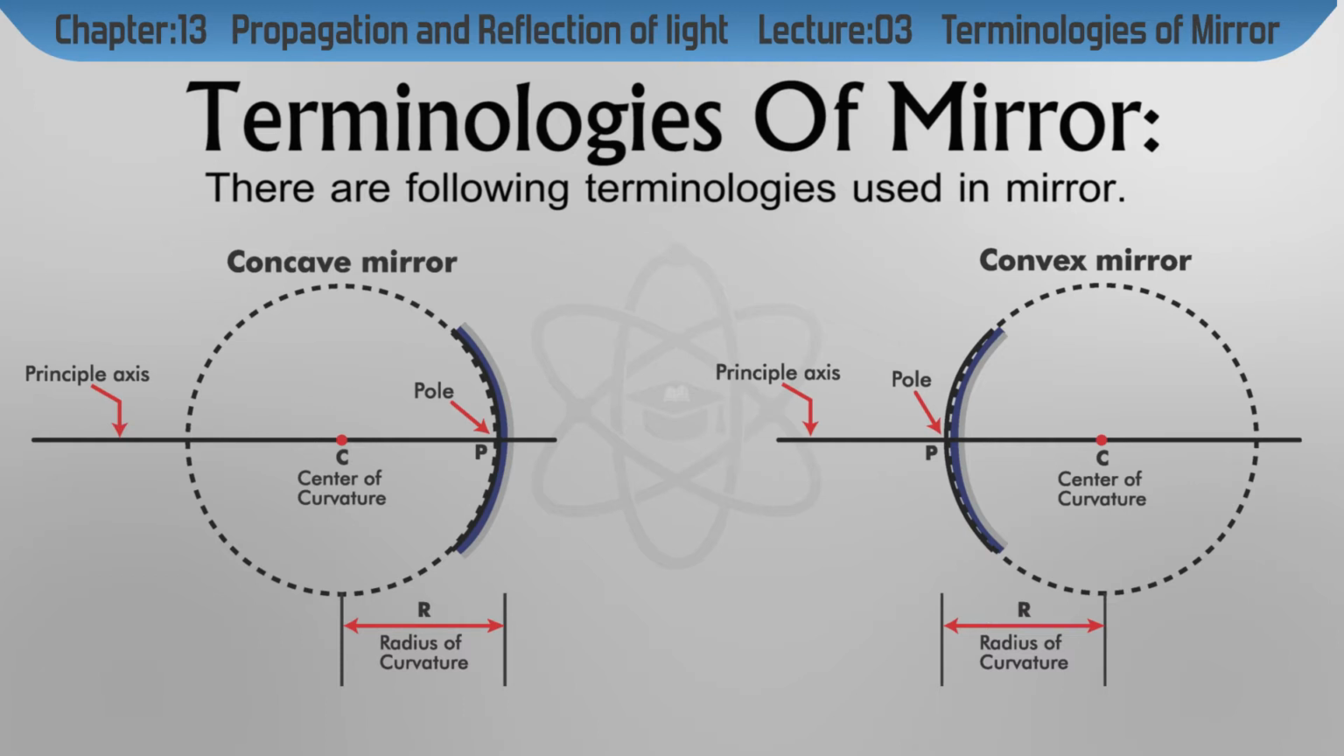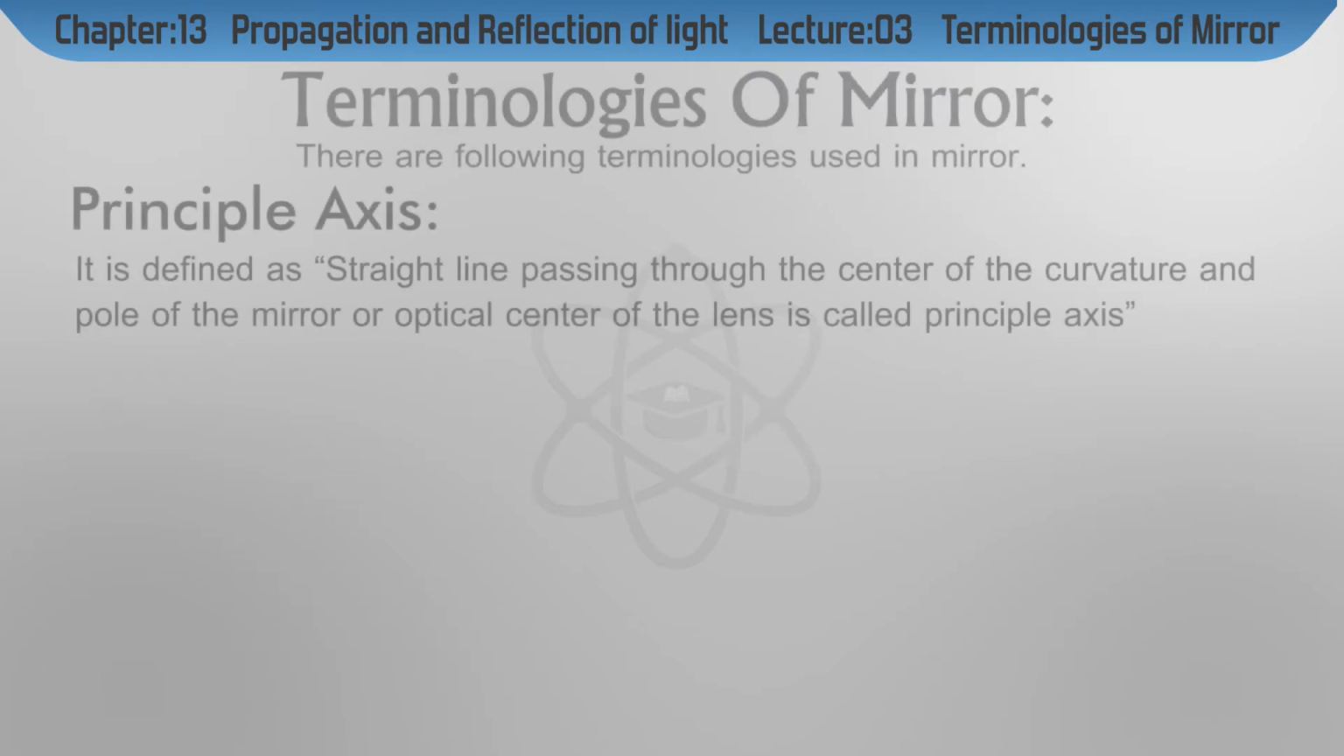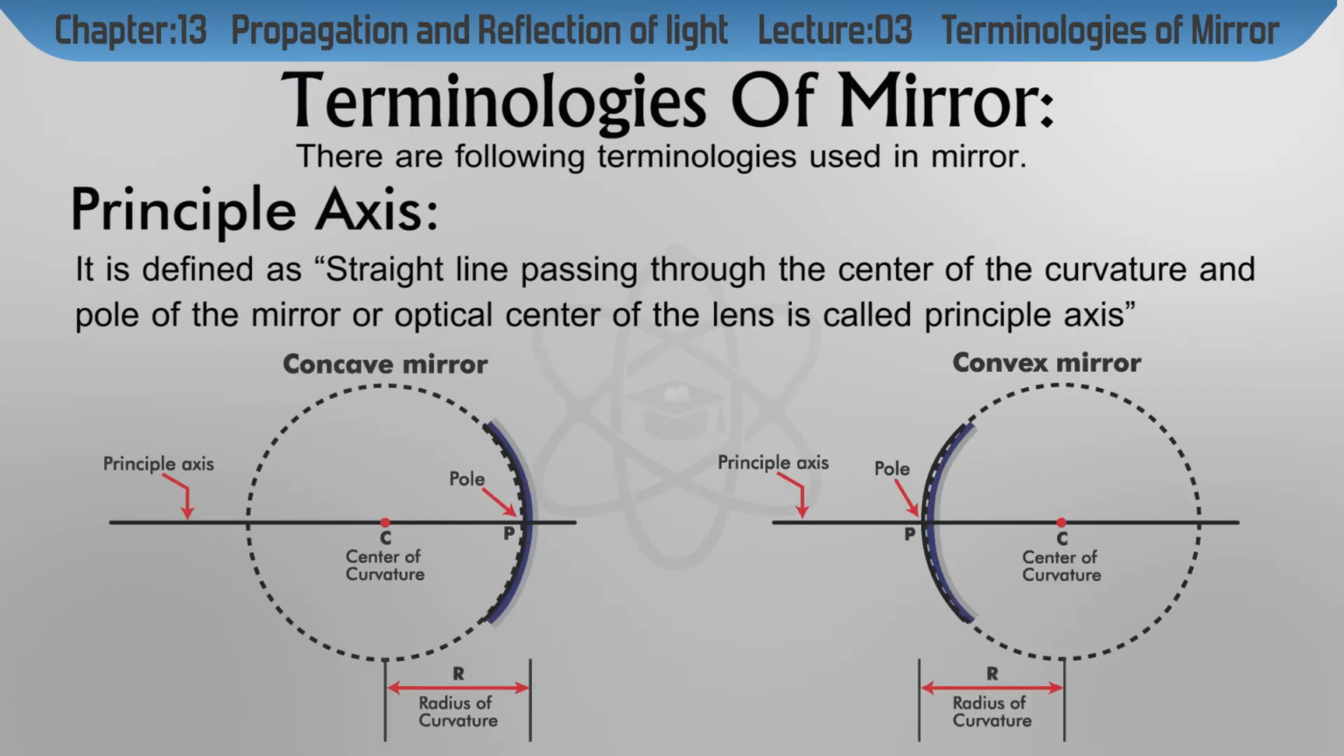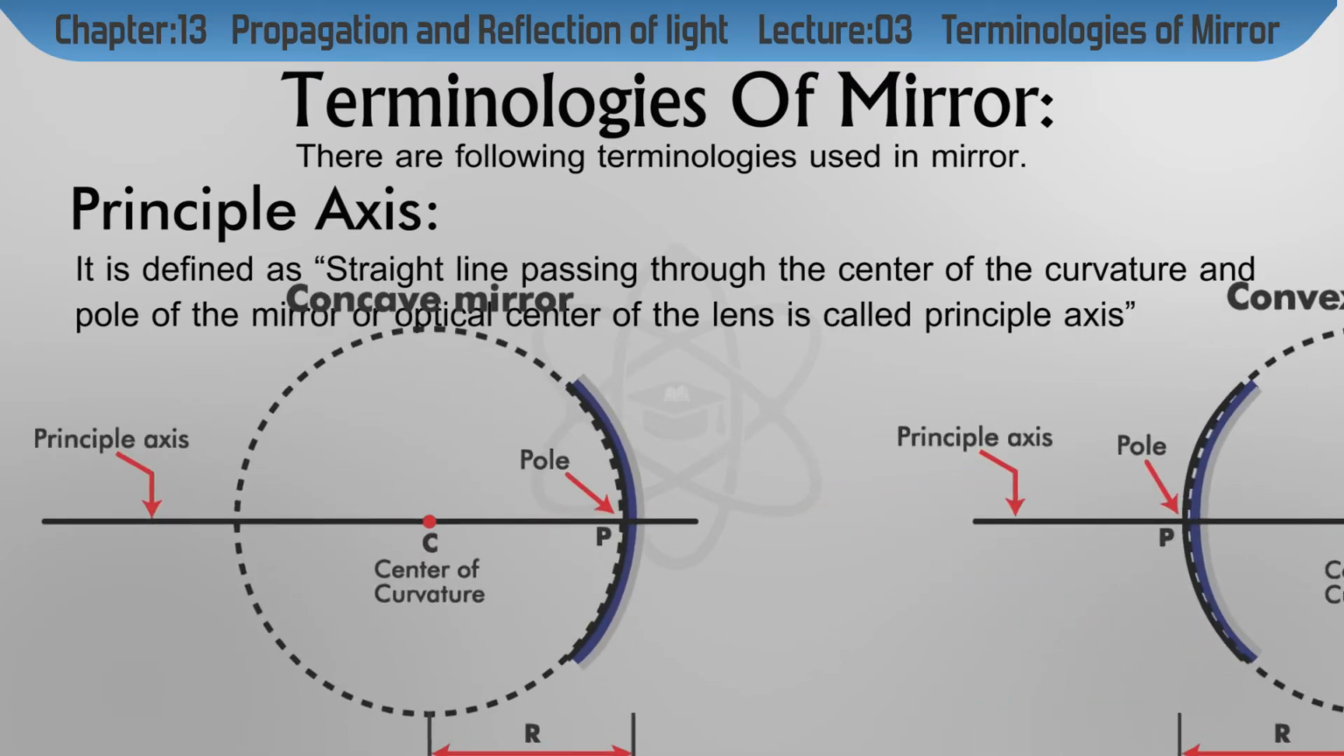First of all, we will study the principal axis. What is principal axis? Principal axis can be defined as a straight line passing through the center of curvature and pole of the mirror, or the optical center of the lens. You can see this black line which is shown in the diagram. This one is the principal axis.